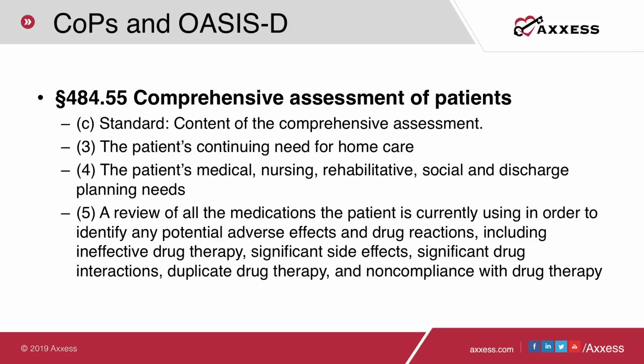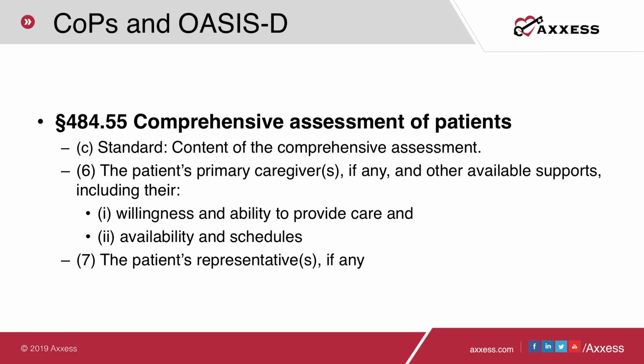And again, we know there are items that actually ask us if we've done a drug review or if the patient's had any significant side effects and so on. We also see the comprehensive assessment must include the patient's primary caregiver or caregivers, if they have any, and other available supports, including those caregiver or support persons' willingness and ability to provide care and their availability and schedules.